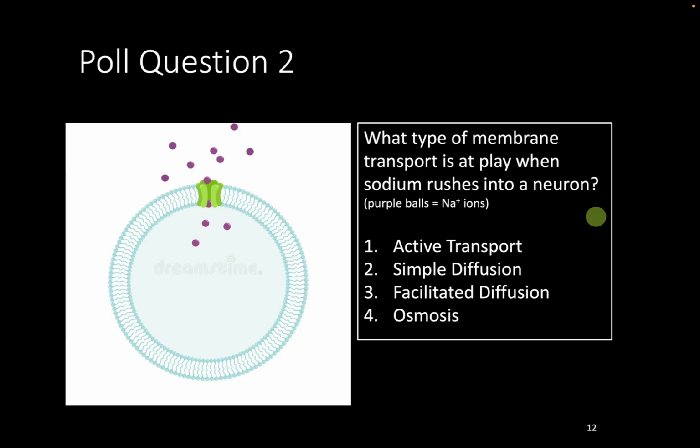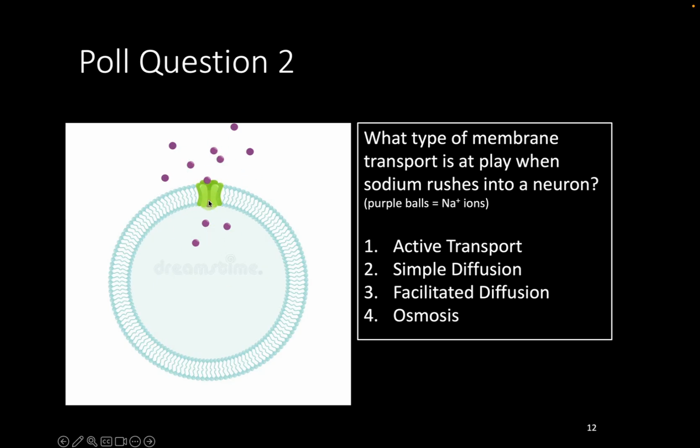Okay, so if we look at this photo, inside, we can just say whatever cell this is, let's say it's a neuron. How much sodium is in the cell versus outside? Well, you can visually see that there's more sodium outside than inside. So if sodium is rushing into this cell, that means that it's going down its concentration gradient. It's going from high to low.